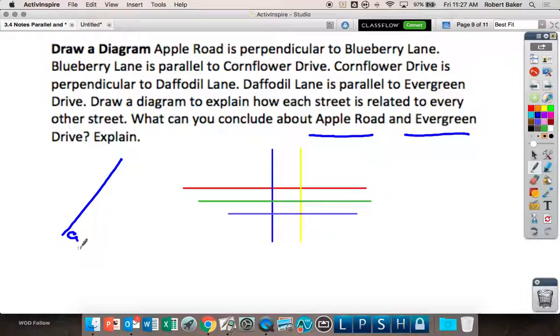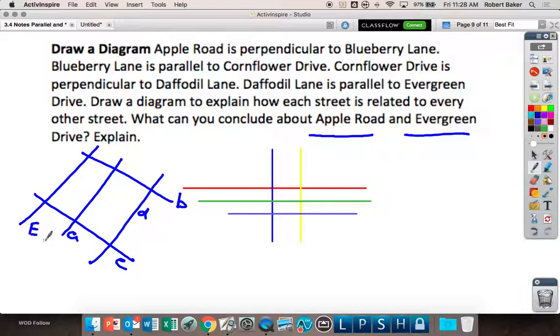So you could do Apple is perpendicular to Berry. Berry is parallel to Cornflower. Cornflower is perpendicular to Daffodil. Daffodil is parallel to Evergreen. So you could have drawn it any numerous number of ways. But at the end of the day, what do you know about E and A? They're parallel to each other.